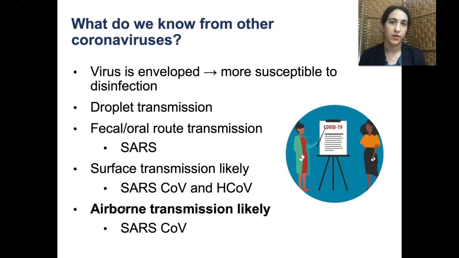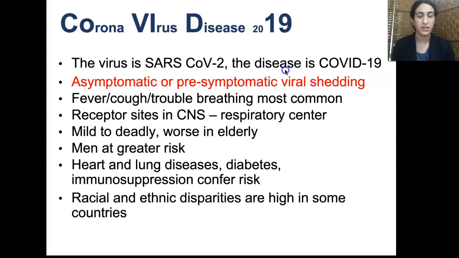So what do we know from other coronaviruses? We know that the coronavirus is enveloped, which makes it more susceptible to disinfection. It has multiple routes of transmission, for example, droplet and fecal-oral transmission. SARS coronavirus is also likely to be transmitted through surfaces and airborne methods. Research on the novel coronavirus is providing new information on a daily basis. What we know today, in August 2020, will change and will need to be updated. The virus itself is named SARS-CoV-2. The disease is called COVID-19. A major problem with this disease, unlike with MERS and SARS, is that infected individuals may shed the virus even when they are asymptomatic or pre-symptomatic.